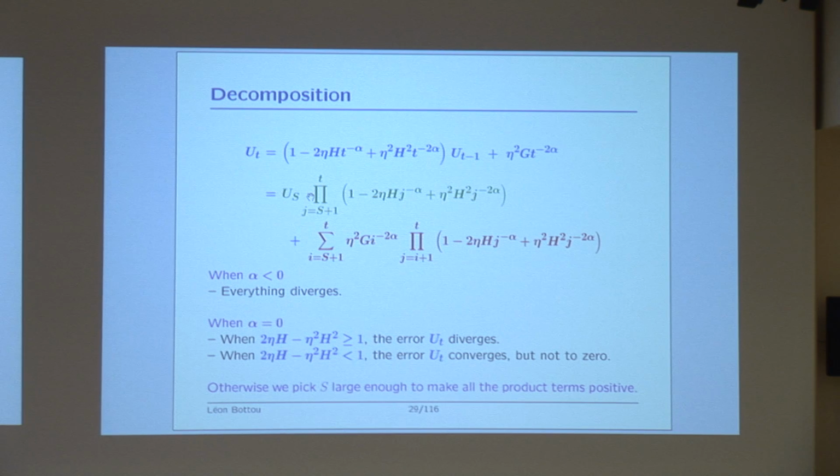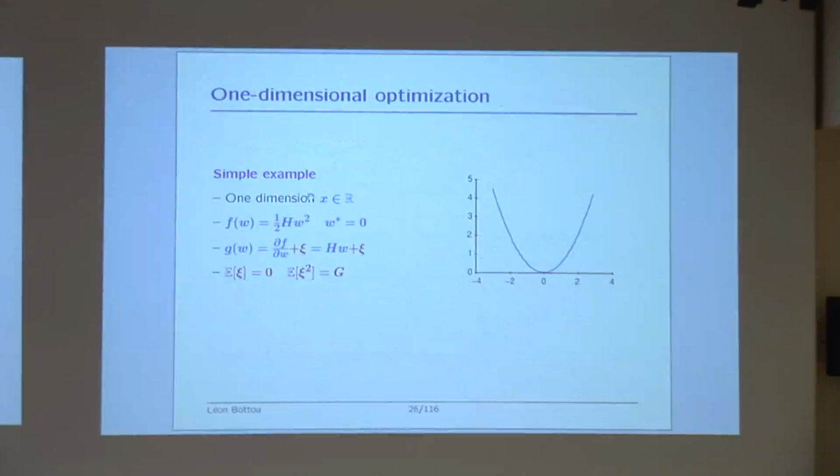My function is, this is my function, 1/2 of HW squared. This is what I'm trying to minimize. So you're saying that the derivative is going to be a linear combination of W? The derivative, the thing I'm going to use for my updates is the derivative of f, which I can write as HW, plus some noise.